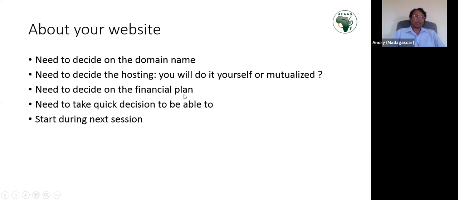Now they need to decide, the next one is you need to decide also on the financial plan. Are you ready to pay for hosting this year? Or you want to ask AFAAS to support that first, and you will use the mutualized hosted system then?